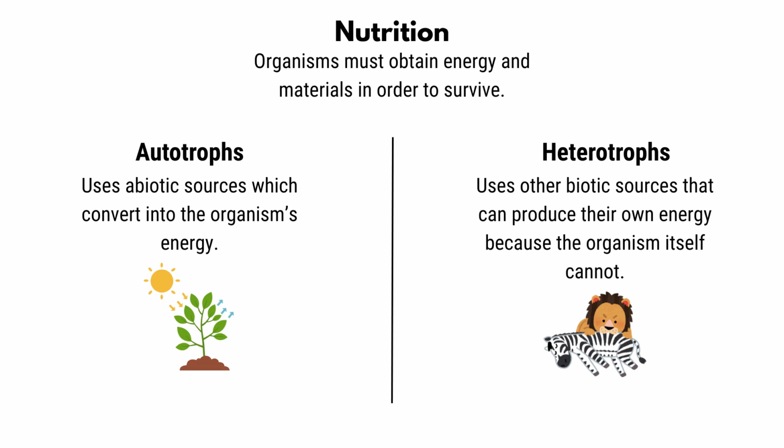Autotrophs are able to obtain this energy and material through abiotic sources, such as sunlight going into plants to create energy through photosynthesis. Heterotrophs use other biotic sources, which means living sources, because the organism itself cannot produce its own energy. For example, a lion eating another animal, which might have gained energy from eating different plants or other biotic factors that are autotrophs.